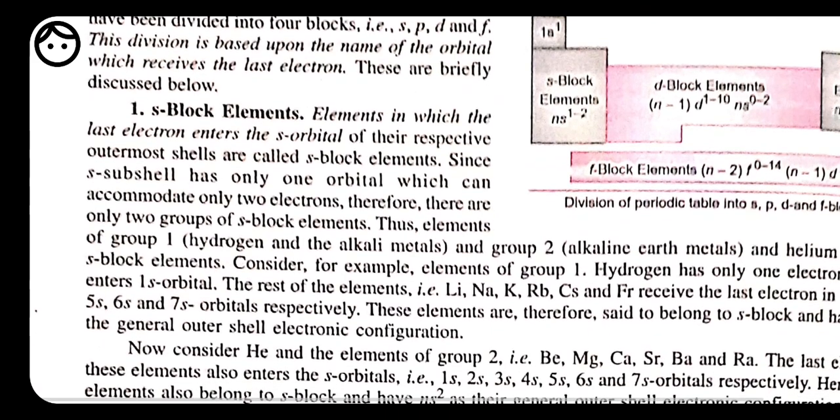So here let's see some of the characteristics of s block elements. The general electronic configuration of the s block is ns1 to 2. Either it has 1 or 2 electrons, because it cannot accommodate more than 2. Okay, so the general electronic configuration for s block elements is ns1 to 2.